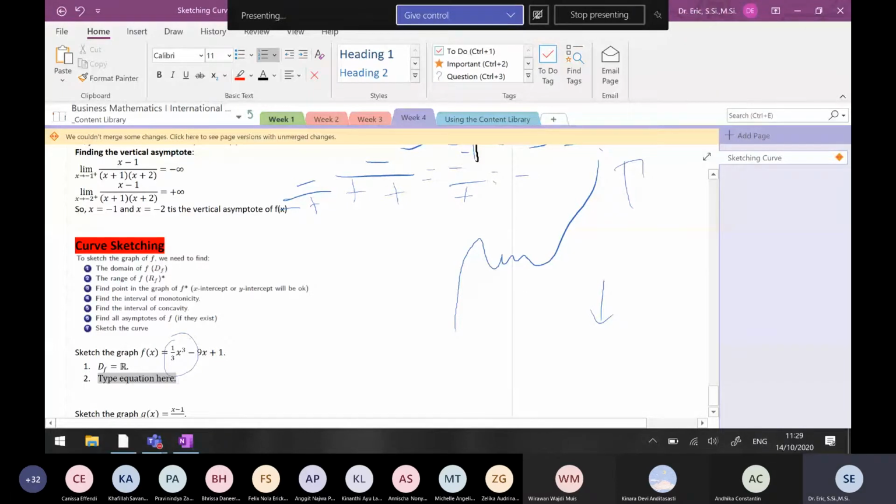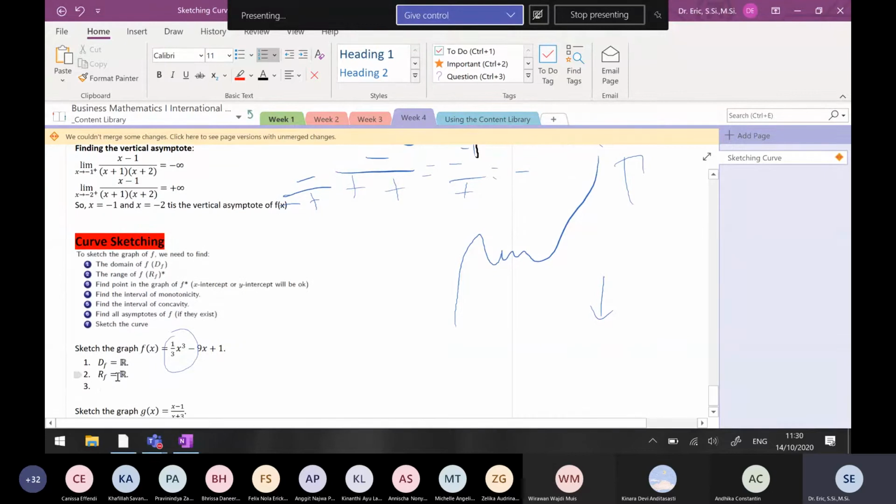In general, we can just leave out the range if we don't know, yeah. Because finding a range is not easy. I think it's hard. It's just easy for some functions. Okay, yeah. So the range of f is all real.